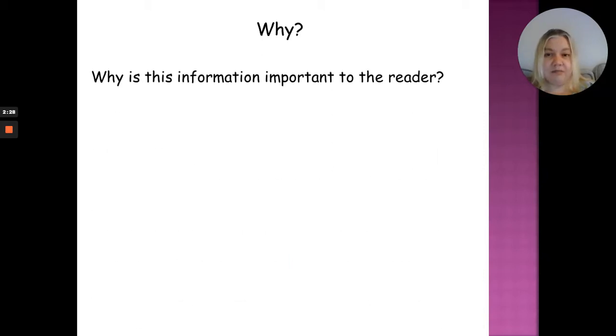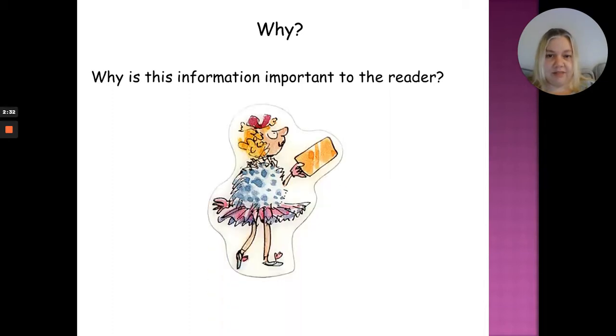Why? Why is this information important to the reader? Here's a picture of Veruca Salt. Early on in the story, when Veruca is trying to find the golden ticket, it tells us that she's spoilt. This is a key piece of information because later on in the story, she goes into the nut room and decides that she wants one of the squirrels that are working for Willy Wonka. This then goes on to having a tantrum because Mr. Willy Wonka says that she can't take one home.